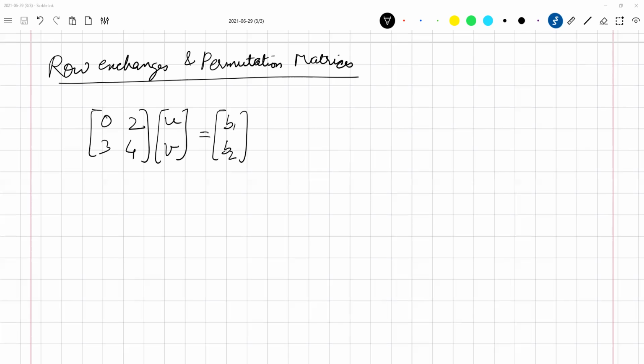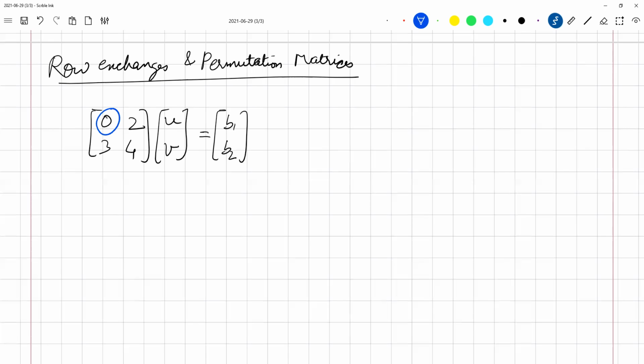So can you solve this equation directly by using LU decomposition? Can you do LU decomposition here? Look at this, the first pivot. What is that? 0. So that is a problem. You can't divide by zeros.